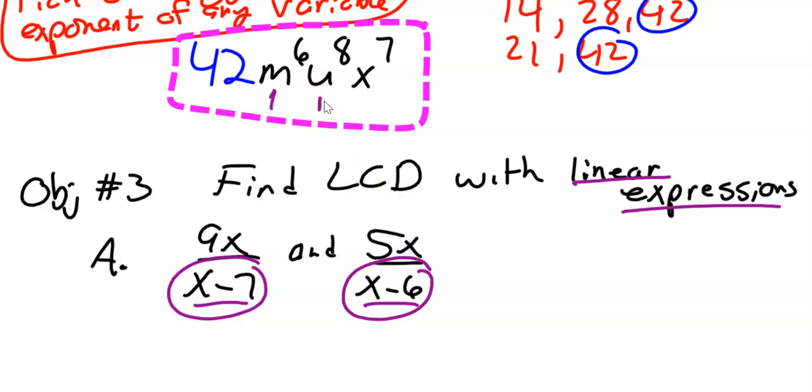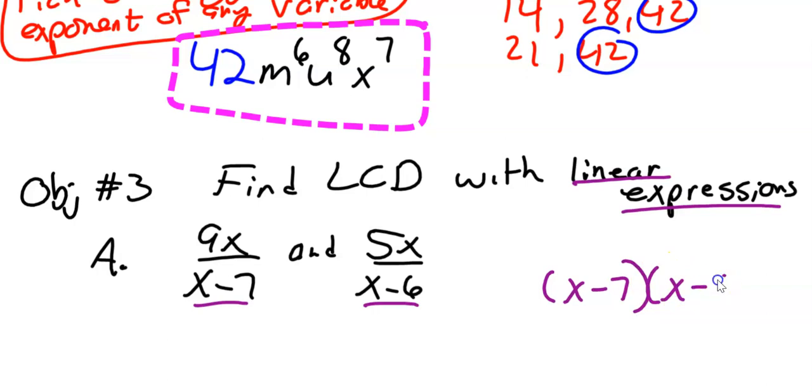So if there's one number different, they're totally separate, unique expressions. So if they ask you for the least common denominator with two different expressions, it's just going to be those two things multiplied together. It's x minus 7 and it's x minus 6.